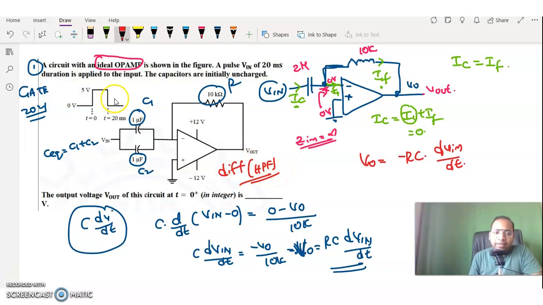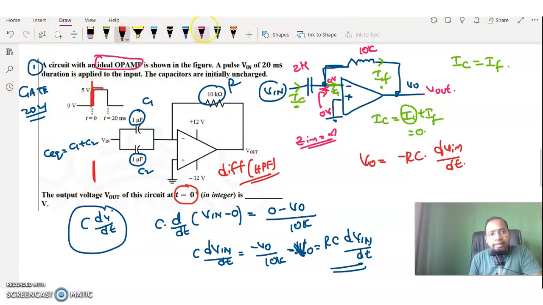Okay, fine. So here they are asking the output voltage at t is equal to 0 plus. T is equal to 0 minus means just before t is equal to 0, and t is equal to 0 plus means just after t is equal to 0. Just after t is equal to 0, what is the signal there? It is there like this. That means at t is equal to 0 plus you will get the signal like this. Are you understanding? The signal is like this.